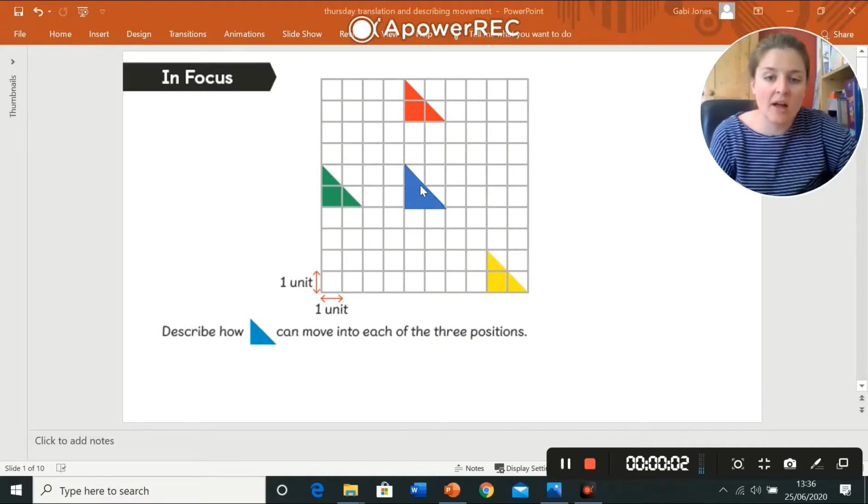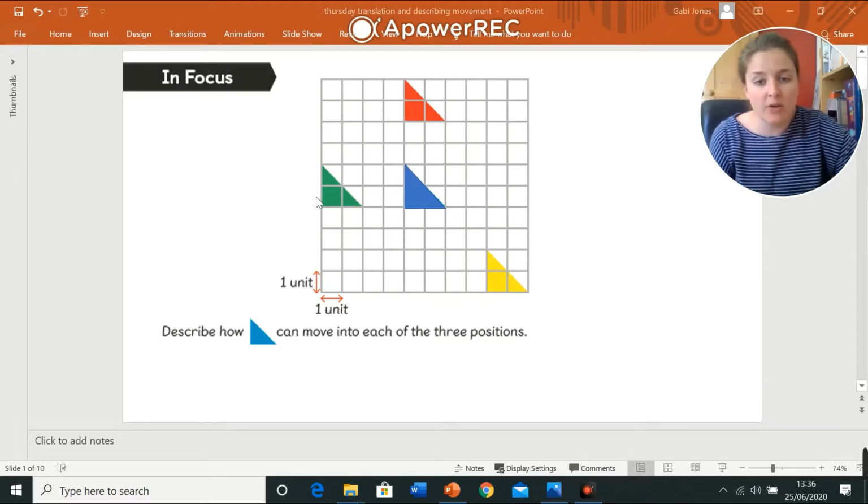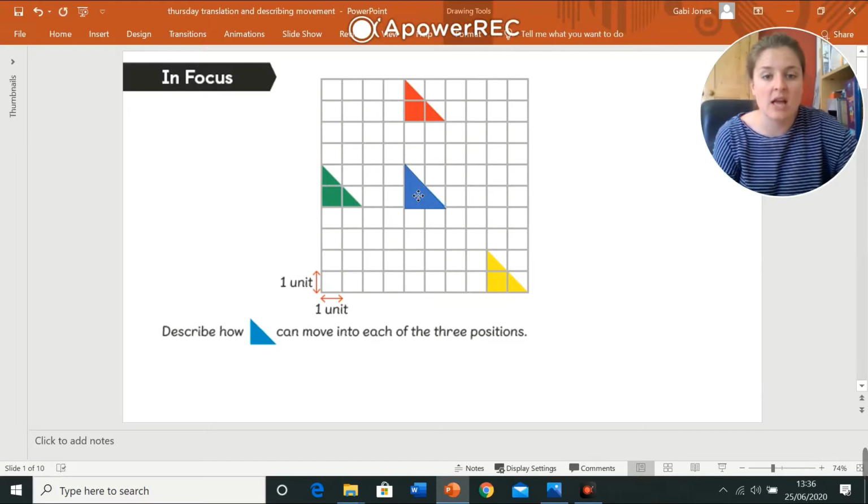Cool. So how can I move this blue shape so that it sits perfectly on the red shape, or sits perfectly on the green shape, or sits perfectly on the yellow shape? I need to see how to do that. So that's what we're looking at today. We are looking at translating the shape here to a new location.